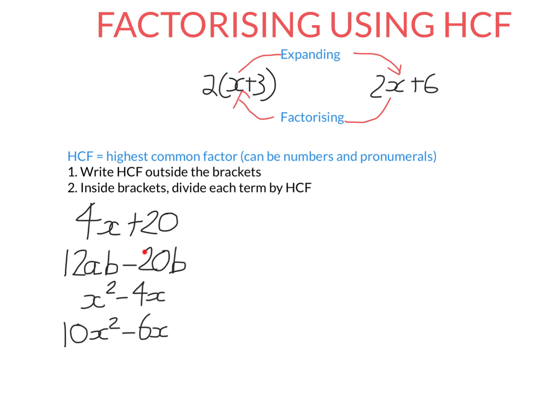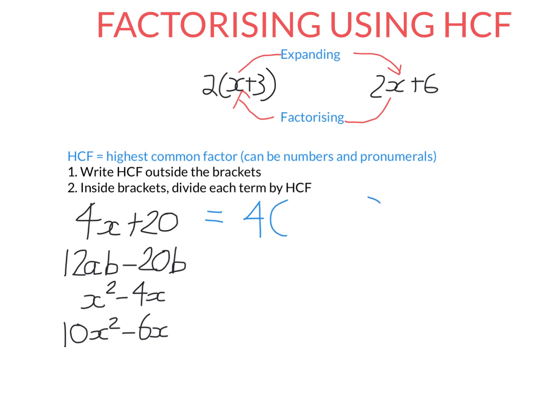So we're going to start by factorising 4x plus 20. We have two terms, 4x and 20. We want to find the highest common factor of these two terms. Well, the highest number that goes into 4 and 20 is just 4. That's sort of a factor they have in common that they both have. So the highest common factor is 4. We've done our first step.